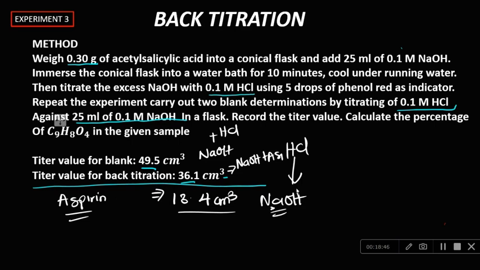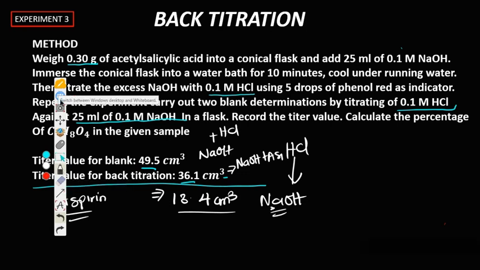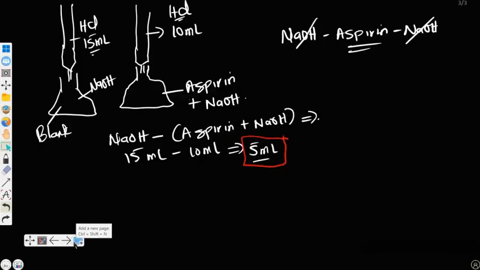So now we are coming to do our calculation. So we have our titer value for aspirin is what? 13.4 centimeter cube. So we are going to come here and start our calculation. Now the reaction is between sodium hydroxide and aspirin. So we have titer value. You come here, write it at the corner.